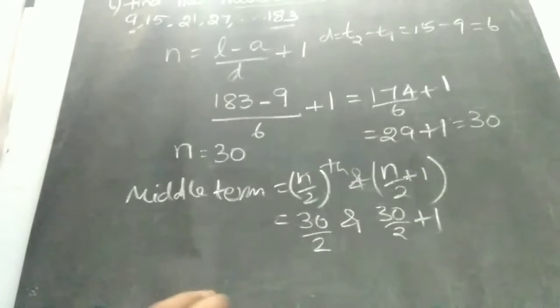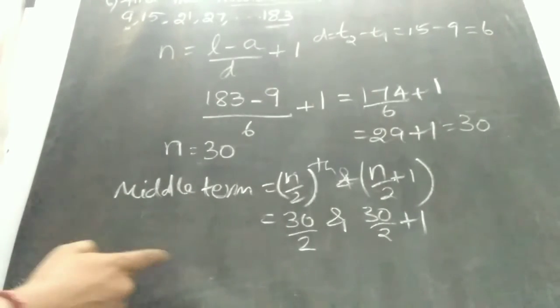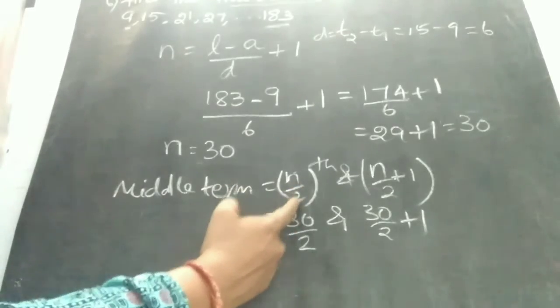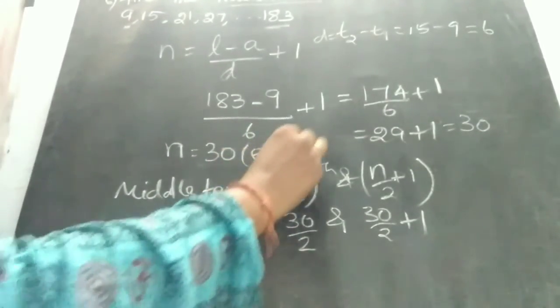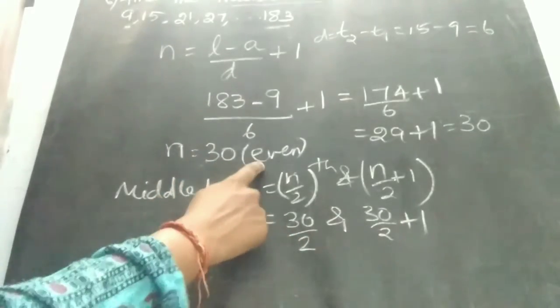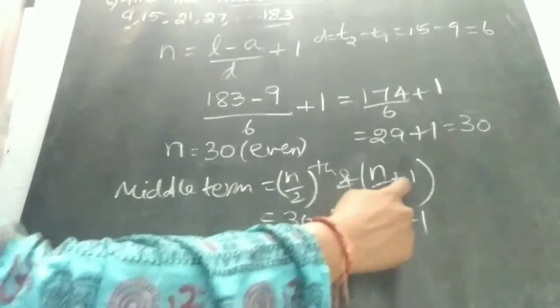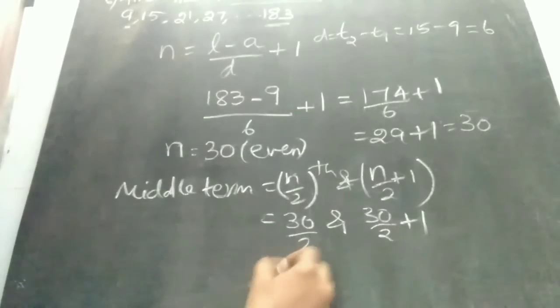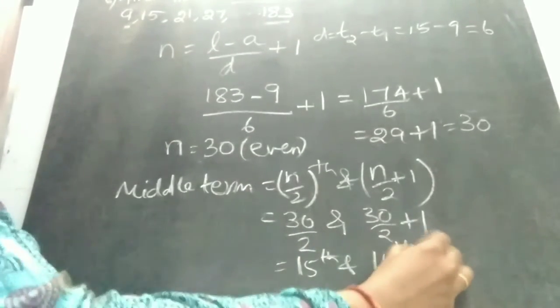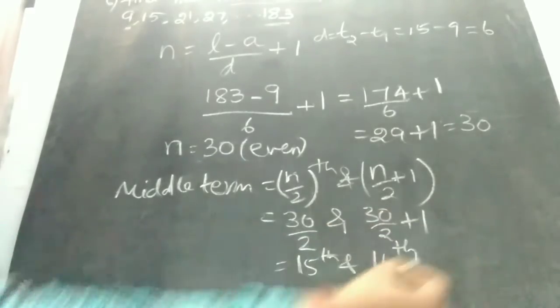That is something you have studied in lower class statistics, finding the median, the middle value. If n is even, you will use the even formula. If n is odd, you will use the (n plus 1) by 2 formula. Here n is 30, which is even, so use the n by 2 and n by 2 plus 1 term, which is your 15th and 16th term. 30 by 2 is 15, 15 plus 1, 16th term.